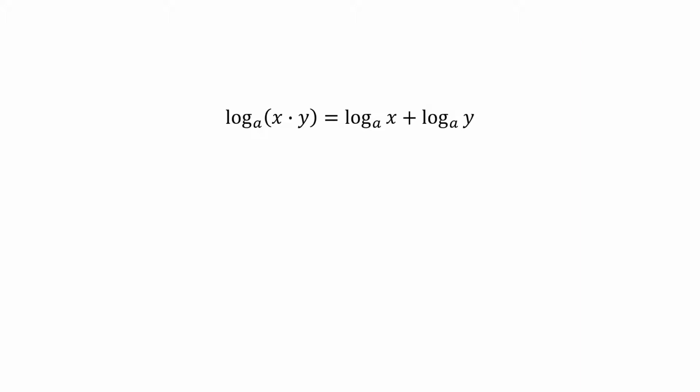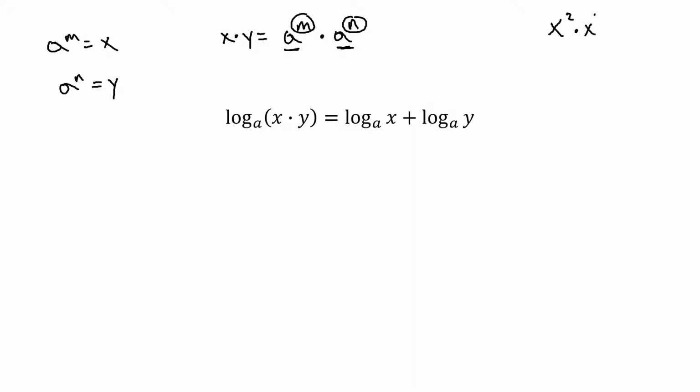To prove our first property, let's pretend that a to the m is equal to x, and that a to the n is equal to y. And what would happen if we multiplied x times y? Well, what would happen is we would have a to the m times a to the n. Notice that the bases are the same. So what will we do with these powers? Well, think about what would happen if it were x to the second times x to the third. We know we would have to add the powers, and so that's exactly what we're going to do here. So this would equal a to the m plus n.